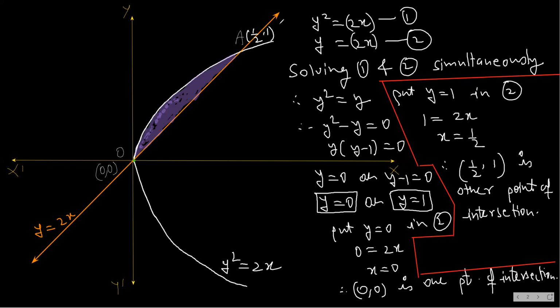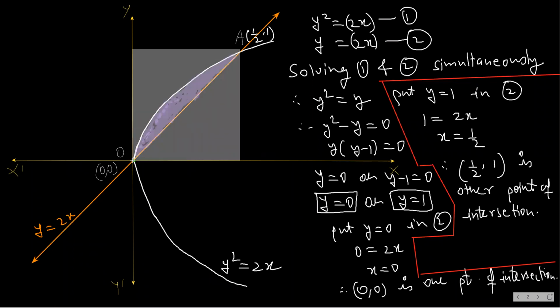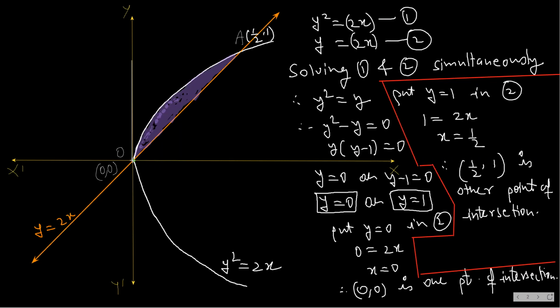So here you have 0 0 and 1 comma 1, right? So now you understand, try to get this. Now you understand that the required area starts from 0 0. Along the x-axis, it goes up to half. You see this? Why do we have to find the points of intersection?